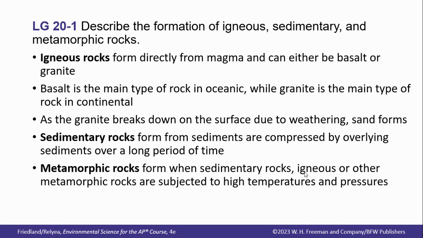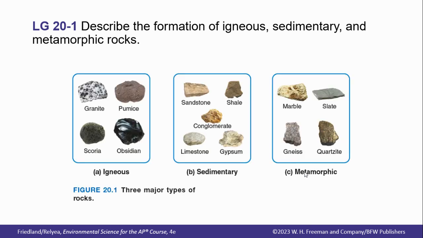Sedimentary rocks form from sediments that are compressed by overlying sediments over a long period of time. So that makes sense. Sedimentary rocks are formed from sediments and they're compressed together. And then finally, metamorphic rock is when sedimentary rock, igneous, or other metamorphic rocks are subject to high temperatures and pressures. So we start with igneous, we go to sedimentary, and then finally metamorphic. It's kind of the order that they form in as well. Here are some examples. If some of you are mineral people or you like to collect rocks, we have some good examples of igneous, sedimentary, and metamorphic.